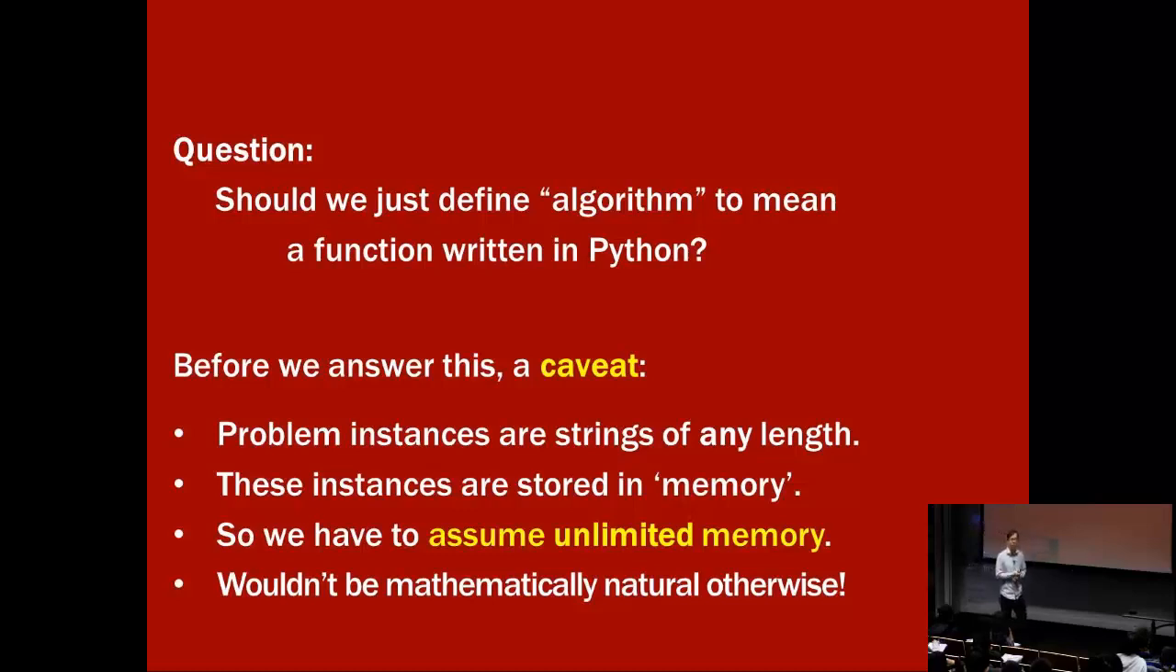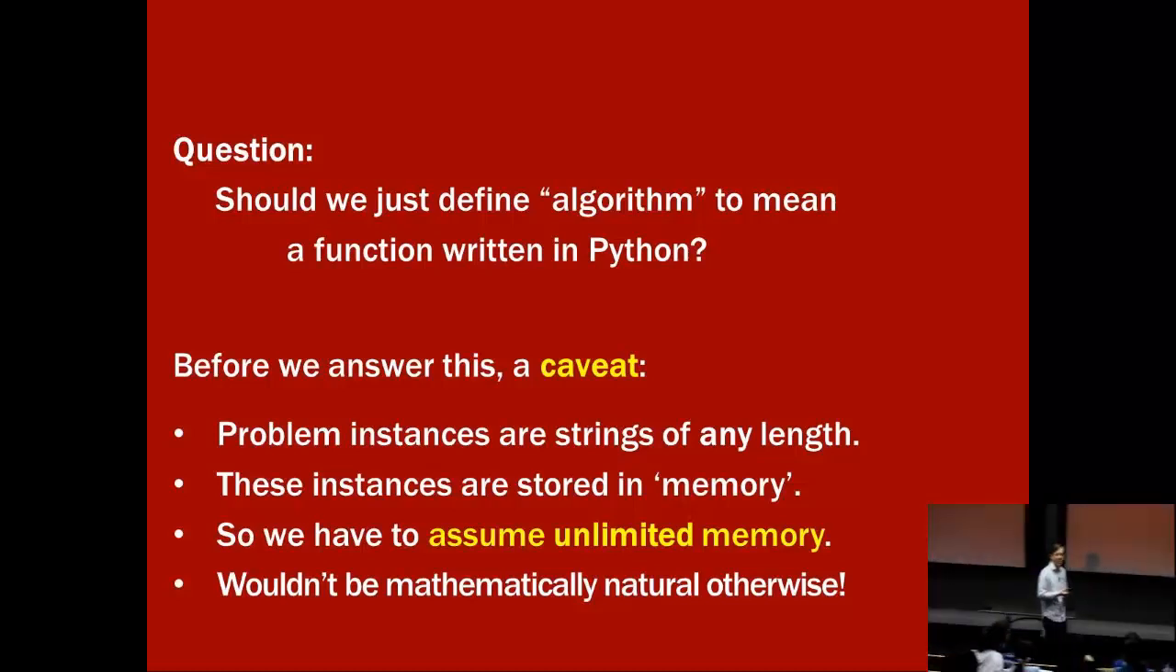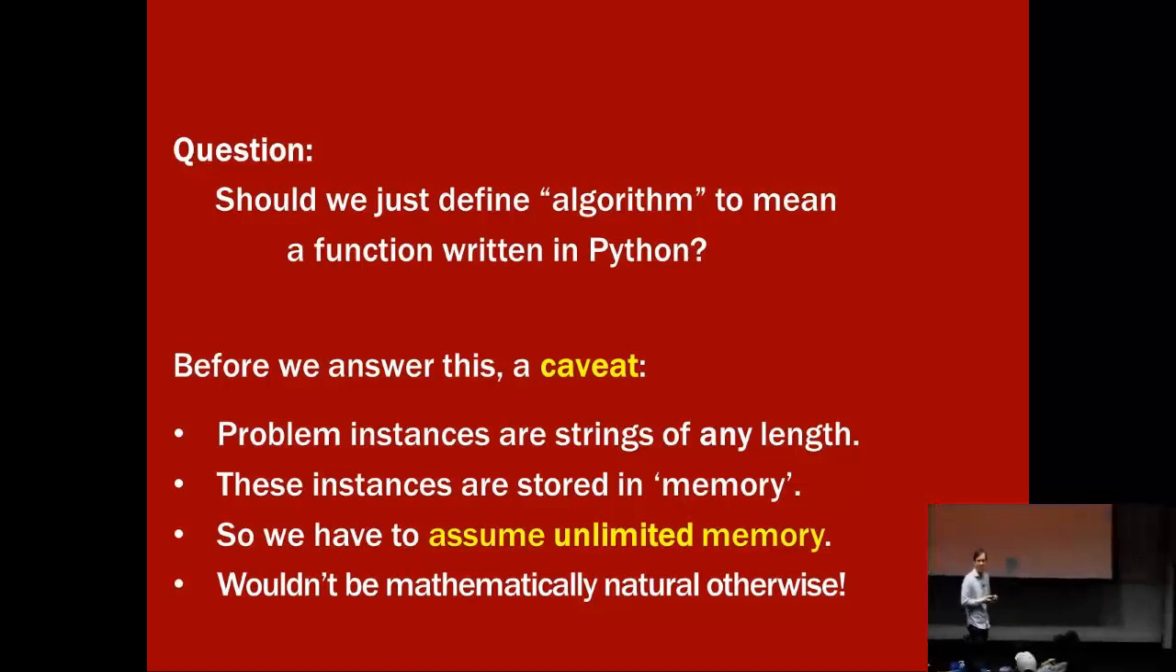Any other comments? Yeah? If we suddenly decide to break Python, then suddenly we don't have any algorithms. Yeah, if they decided to break Python or somehow it went away, we wouldn't have algorithms anymore. That's true. It's a bit weird that we'd define it by a programming language that happens to be popular now.